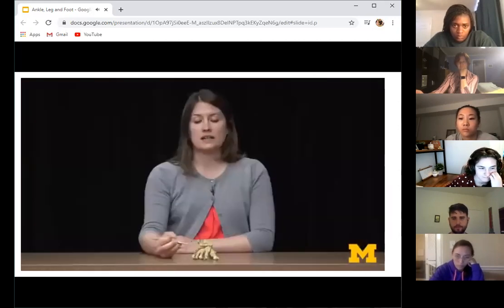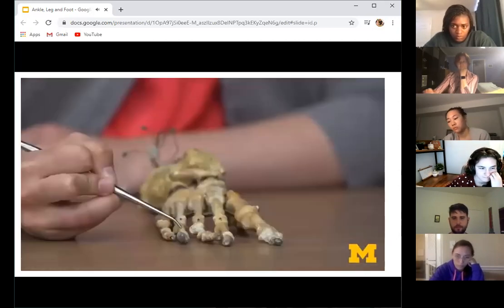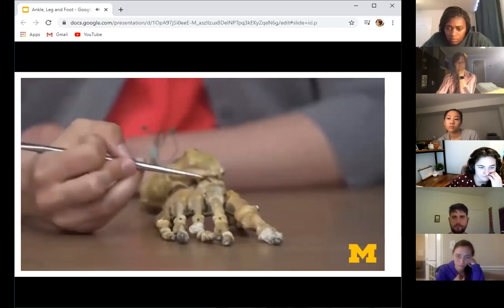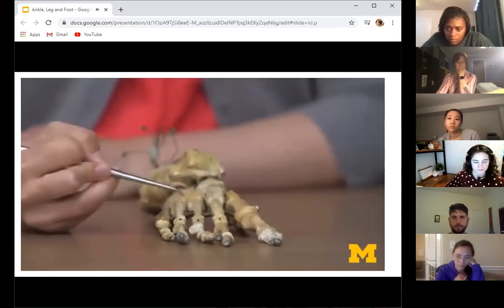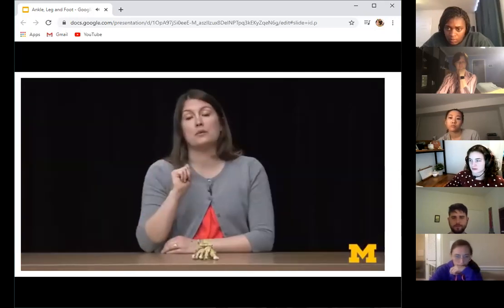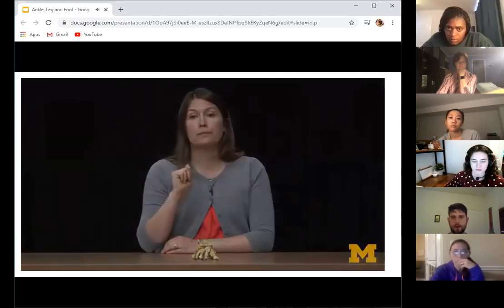Now in comparison, you can see that the phalanges are not quite as robust, not as fully developed as what you have in the hand, which is not true for the metatarsals. You can see these are fairly long in comparison to what you had in the metacarpals.